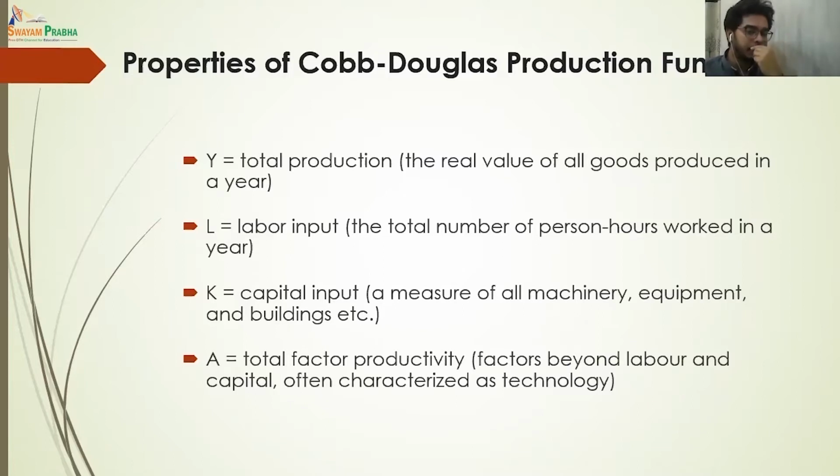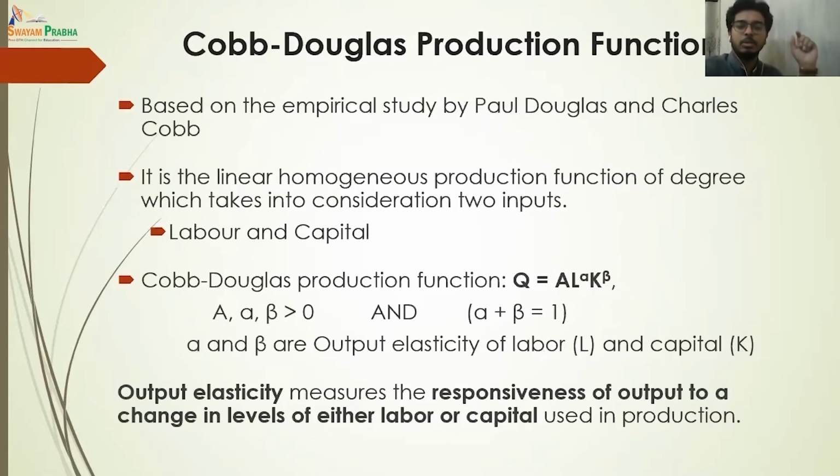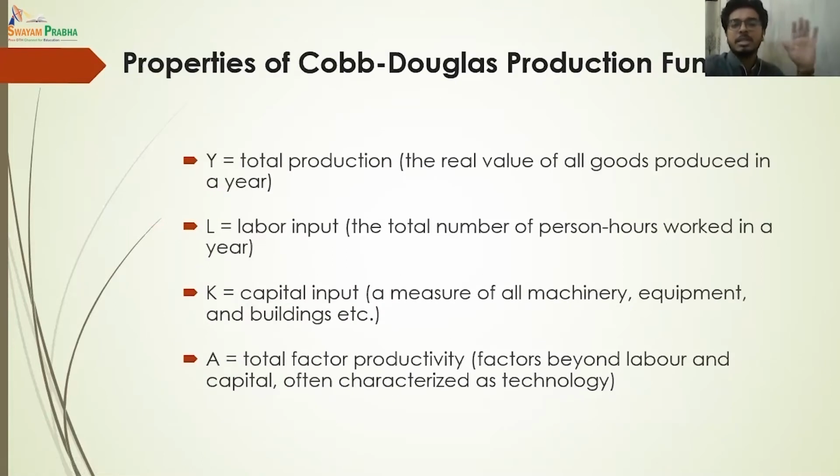The total factor productivity is anything beyond labor and capital, often considered as technology. So this is known as total factor productivity. In A, L to the power alpha, K to the power beta, this A remains fixed. Yes. So this is about the Cobb-Douglas production function.